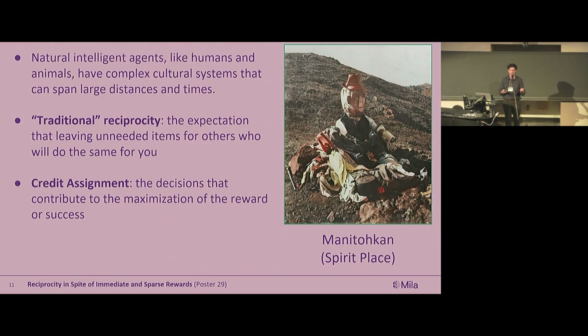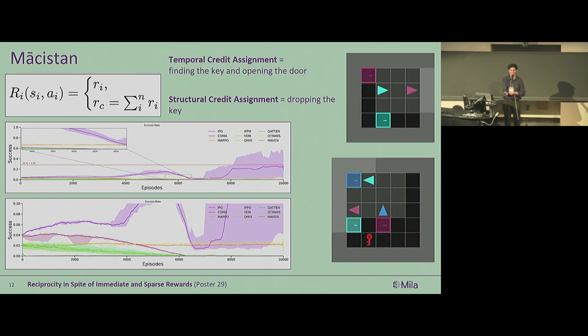What we wanted to do was consider this behavior that exists in humans and animals and try to model it with reinforcement learning. So I decided to treat this as a credit assignment problem. Credit assignment is about the decisions that contribute to the maximization of reward or success. And so I created a novel environment called Mashtan.